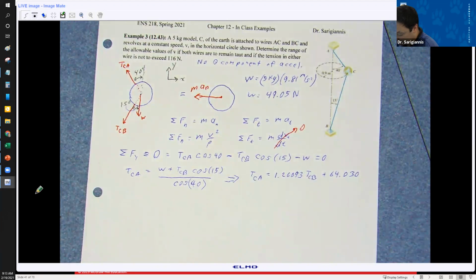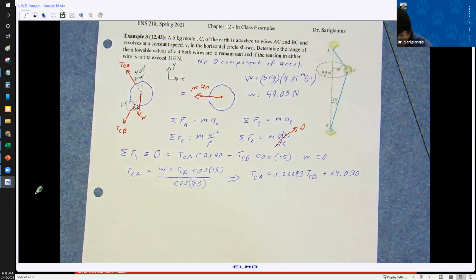Let me just see, I want to see something on the significant figures. Cosine 40. Yeah, that's weird. I don't know why I went that far.